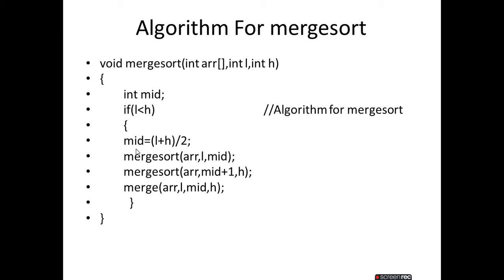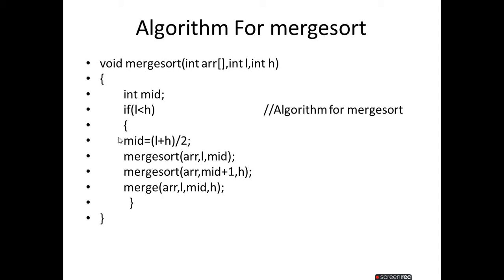Next, recursion is used. These are recursive calls. Merge sort calls itself two times. First, merge sort ARR, meaning the whole array, then L, the lower bound value, then mid. I will explain this when I trace the code. Next, another call: merge sort ARR, then mid plus 1 comma H.